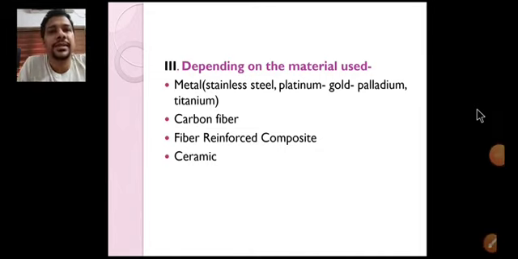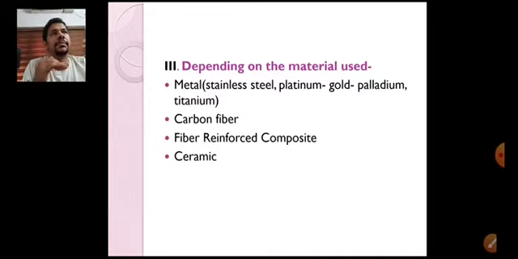So, in this session, we will continue the topic that is post and core. In the last class, I have explained about the definition of post and core, indications as well as the contraindications of post and core, the need for post and core, the treatment planning required for post and core. Then we move to the classifications.